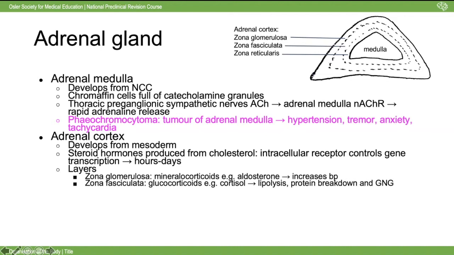And the zona fasciculata is the middle layer, and that produces glucocorticoids like cortisol, which leads to lipolysis, protein breakdown and gluconeogenesis. And finally, the innermost layer, the zona reticularis, produces small amounts of dehydroepiandrosterone, or DHEA. Normally this is just a very small proportion of the adrenal cortex secretions, but it plays more of a role during fetal development and in puberty.